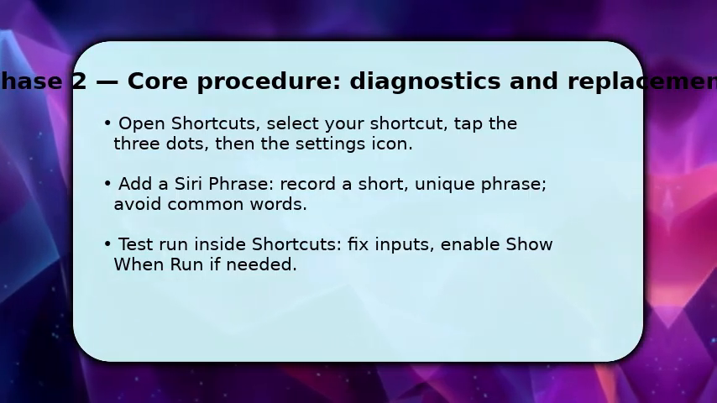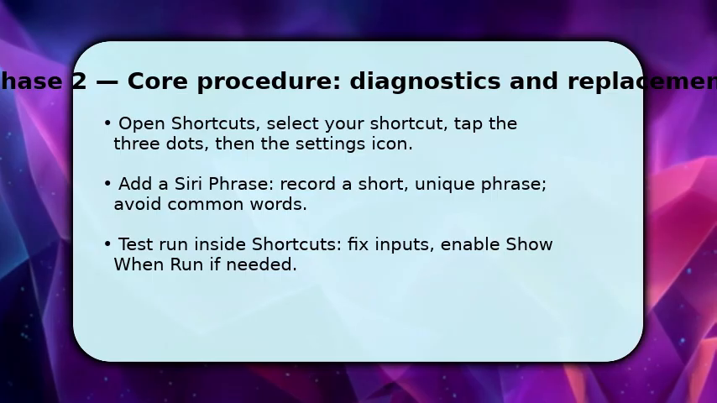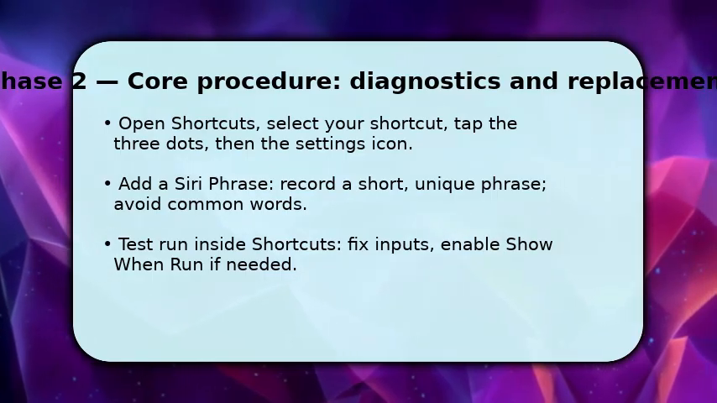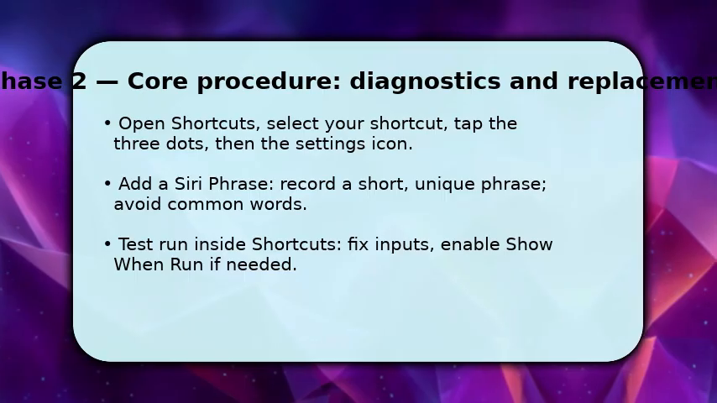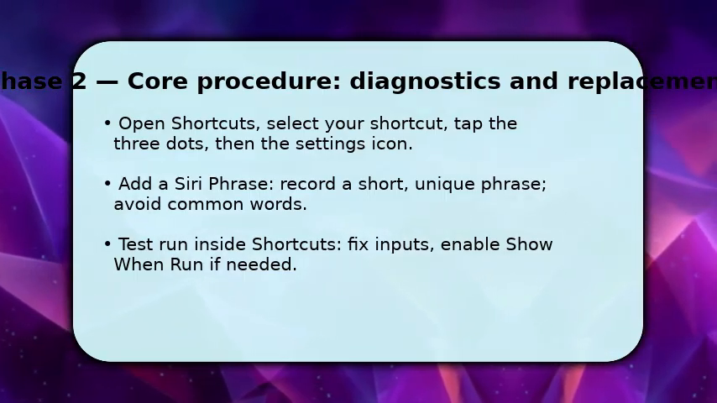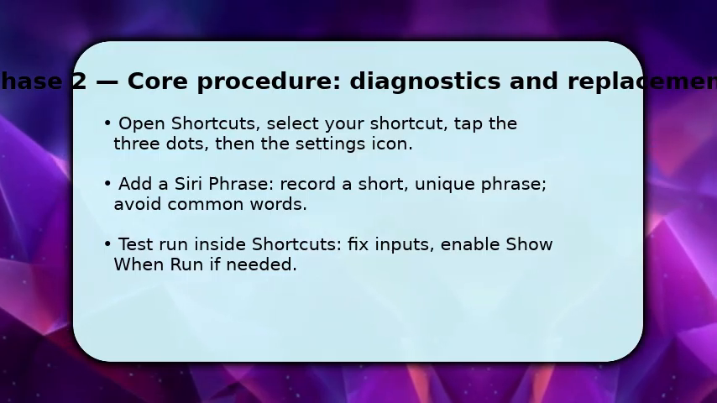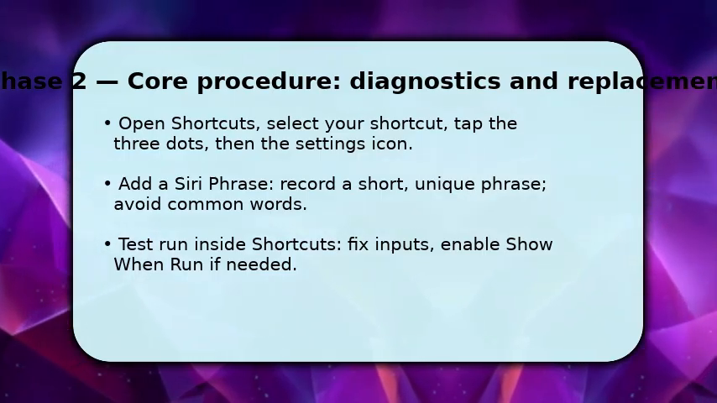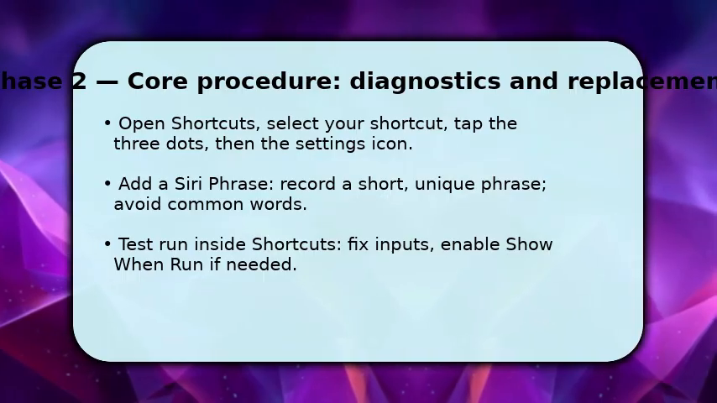Once recorded, test it inside Shortcuts, run it manually, check required inputs, and set Show When Run if you need prompts. If the shortcut uses apps or URLs, make sure permissions are granted. After customizing, practice the exact phrasing so Siri reliably recognizes your intent.